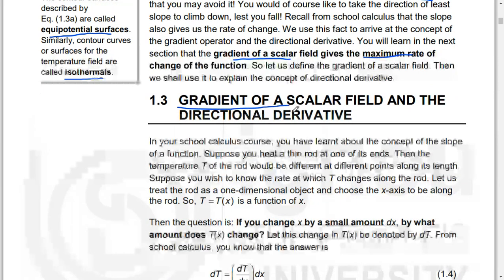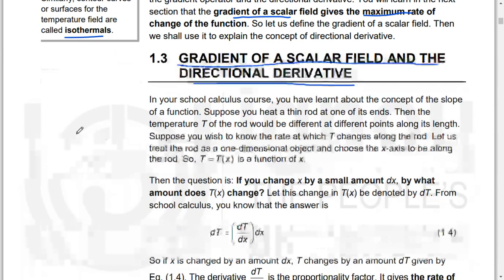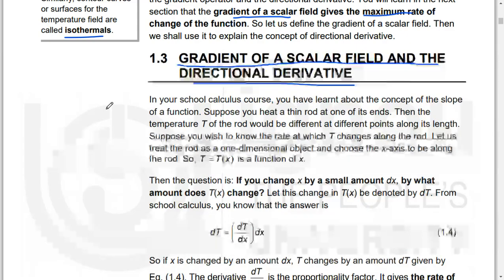Gradient of a scalar field and the directional derivative. In a school calculus course, you have learnt about the concept of the slope of a function. Suppose you heat a thin rod at one of its ends, then the temperature T of the rod would be different at different points along its length.